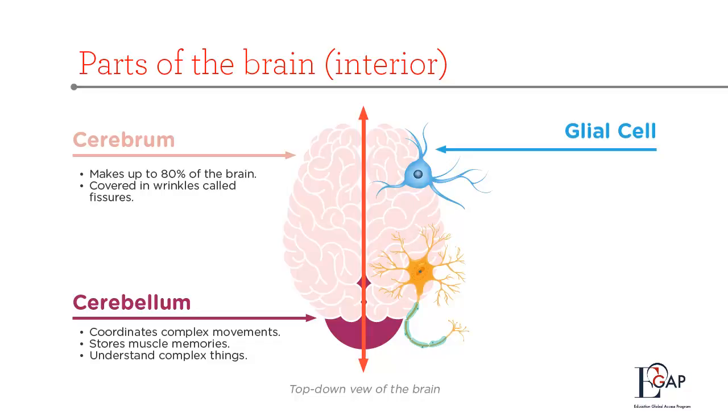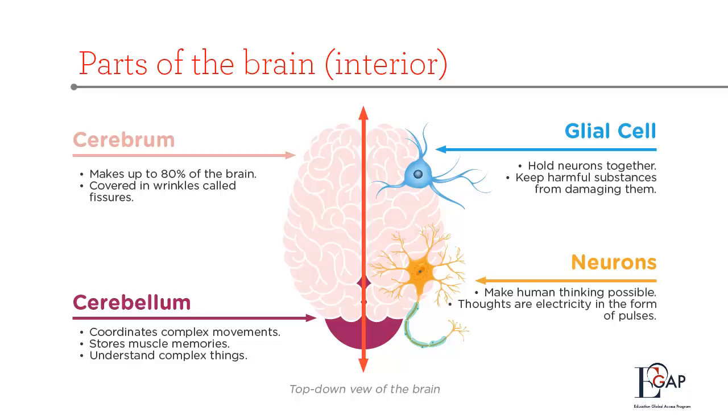Glial cells help hold neurons together and keep harmful substances from damaging them. The neurons are what make thinking or human cognition possible. Information passes from our senses through to our brain by way of these neurons.